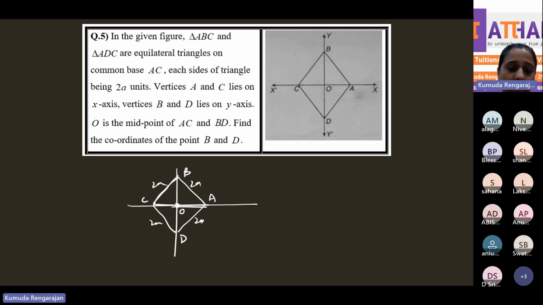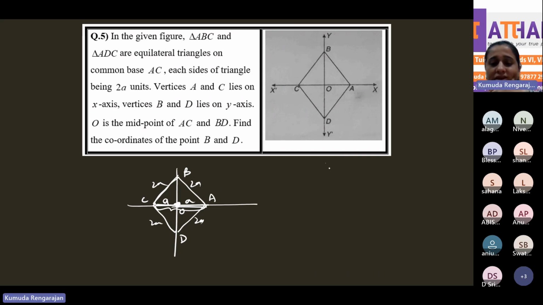And if O is the midpoint of AC, then it has to be A here and A here, because it's given that O is the midpoint of AC and this whole length is 2A.